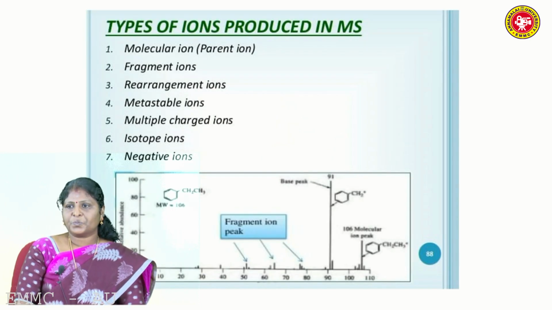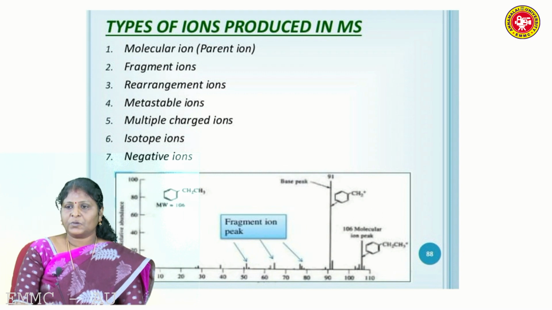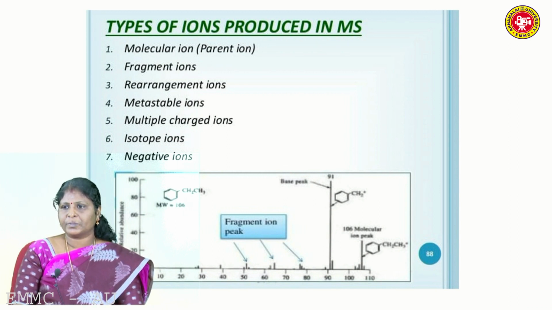The types of ions produced in the mass spectrum. Actually, a mass spectrum is a plot of the mass to charge ratio of the ions which are produced against the relative abundance. The types of ions produced in a mass spectrum are: parent ion or molecular ion, fragment ions, rearrangement ions, metastable ions, multiple charged ions, isotope ions, and negative ions.